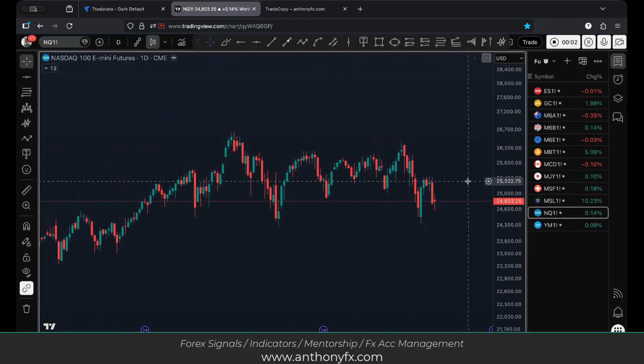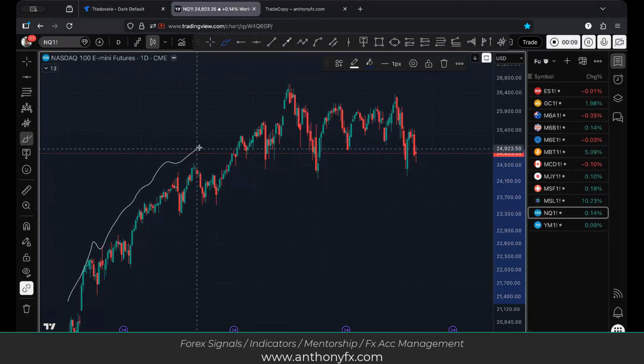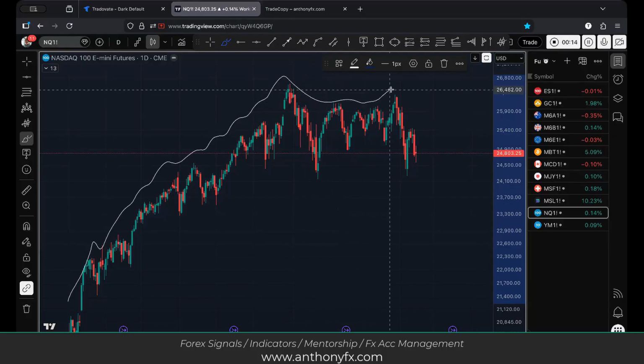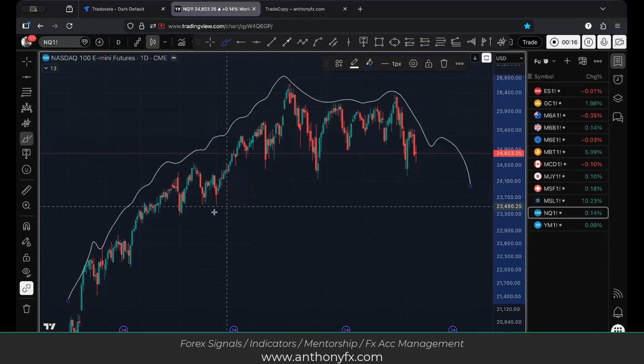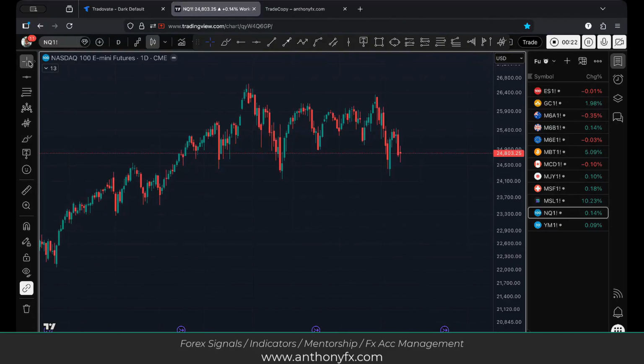Traders, the NASDAQ daily time frame, look at this. Okay, under pressure, big time. Okay, strong bullish rally. And now we've got weakness coming into the chart in a significant way. So my bias is bearish.